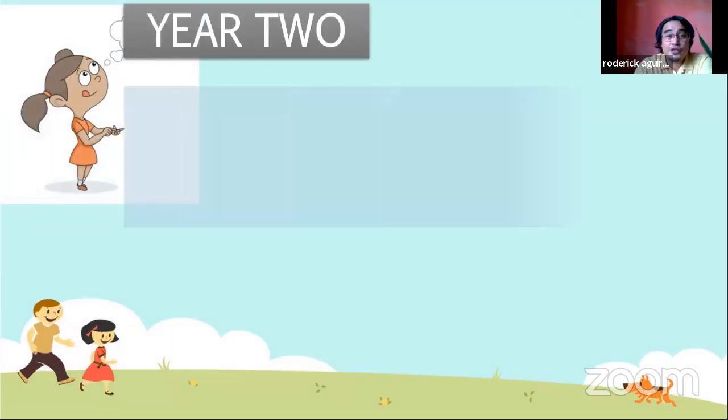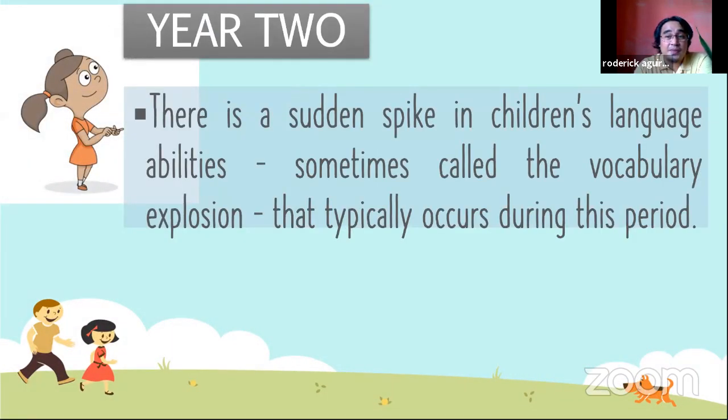All right. Year 2 continuation would be there's a sudden spike of children's language abilities, sometimes called the vocabulary explosion, that typically occurs this period. So sa year 2, ang dami na niyang nakikita. Pag may nakita siya o pag may narinig siya, titingnan niya. Tapos pag nakita niya yon, lalapitan niya. Pag nalapitan niya, hahawakan niya. So dapat andun agad ang adult. Sabi niya, oh, that's a ball. So suplayan agad ng salita.